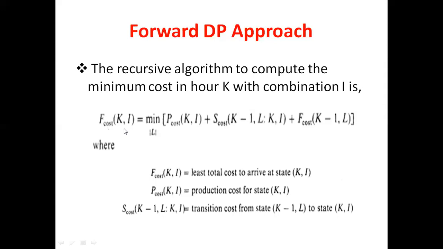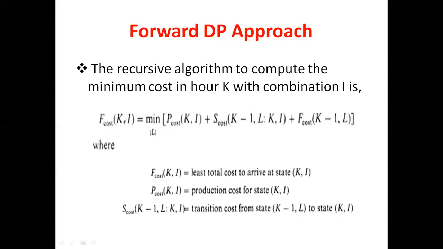F cost Ki is the minimum over L of the sum of P cost Ki plus S cost K minus 1 comma L to K comma I, plus F cost K minus 1 comma L, where the F cost Ki is the least total cost to arrive at the state Ki. That is the minimum value of the total cost.